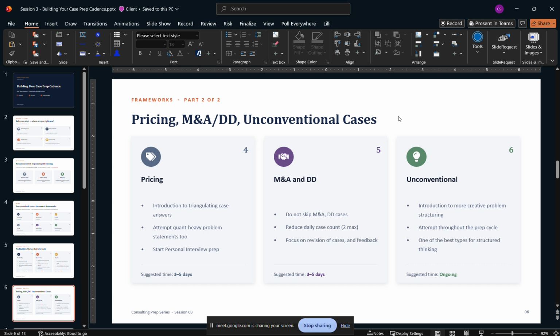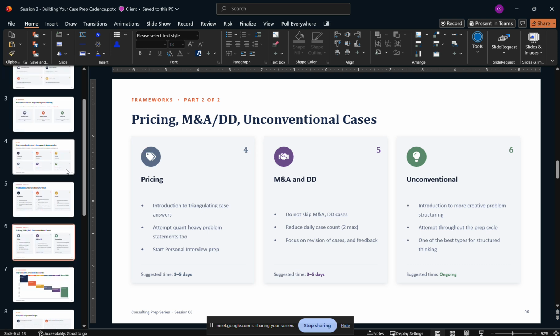Okay, let me ask, are you all aware of what an unconventional case is? Has anybody here ever done an unconventional case? So Chirag, I've not really done an unconventional case, but I have a very rough idea about what the case could look like.